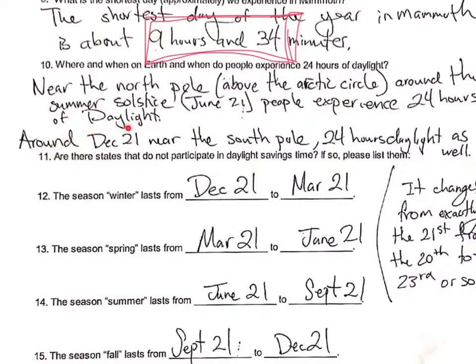On the bottom of the Earth, so near the South Pole, okay, around our winter solstice, which would be their summer solstice, which would be December 21st, people and penguins in the South Pole would experience 24 hours of daylight. Okay.